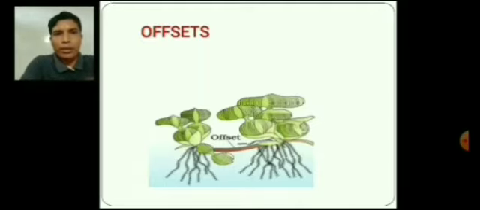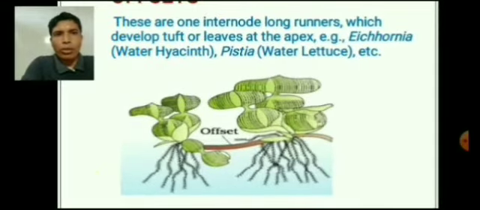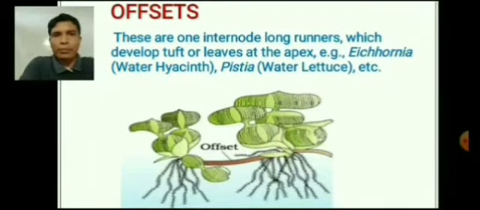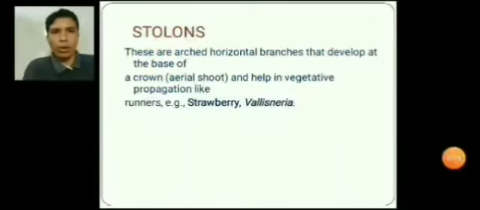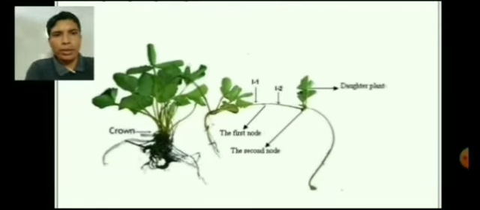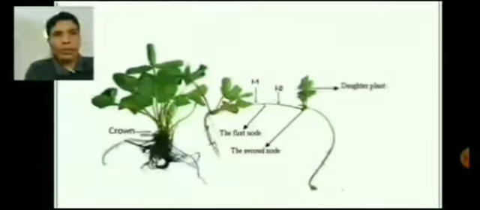Now we have offsets. Offsets are one internode long runners which develop a tuft of leaves at the apex. Some examples of plants which have offsets are water hyacinth and pistia. Now stolons. Stolons are horizontal branches that develop at the base of a crown and help in vegetative propagation. Some examples of plants which have stolons as their vegetative propagules are strawberry and Vallisneria. Here we see in this picture a strawberry plant.